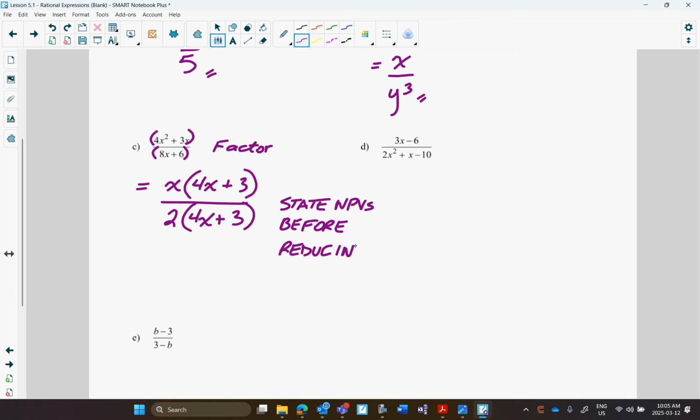Well, this won't have any NPV because it's not a variable. What value of x makes this 0? -3/4. So NPV equals -3/4. Now go nuts. That's my recommendation. Okay.